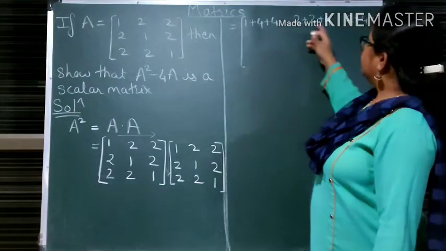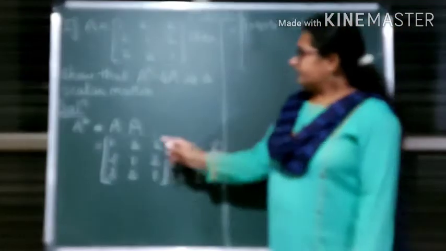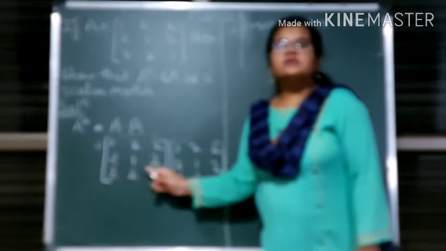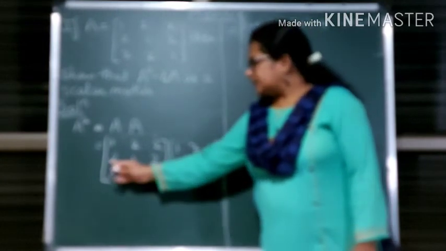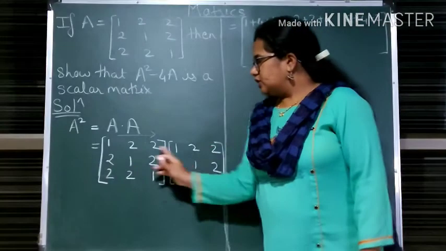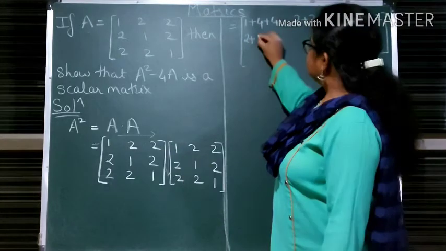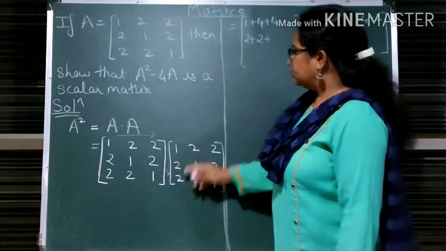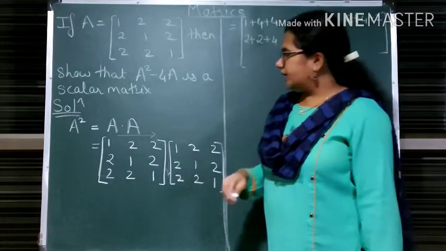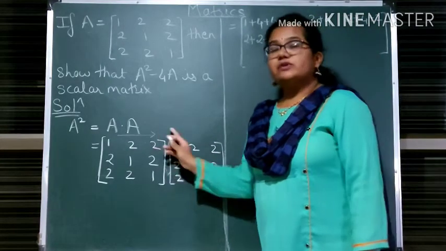Column. So we have found out all the 3 elements. Now after finishing with the first row, we always move to the second row. So let us start with the second row and first column. 2 into 1 is 2, 1 into 2 is 2, and 2 into 2 is 4. Okay. The first row, second row, first column is over.